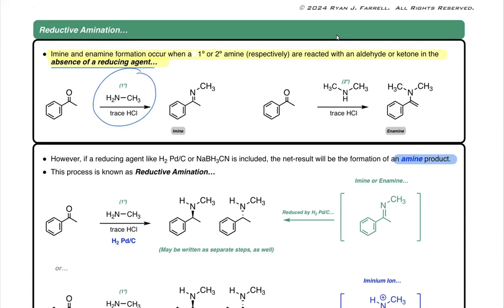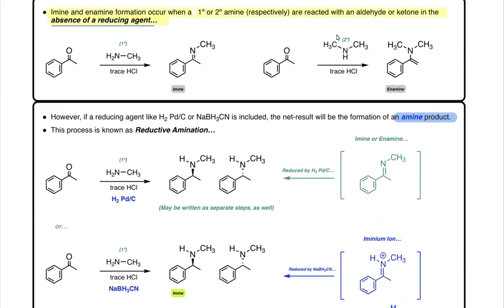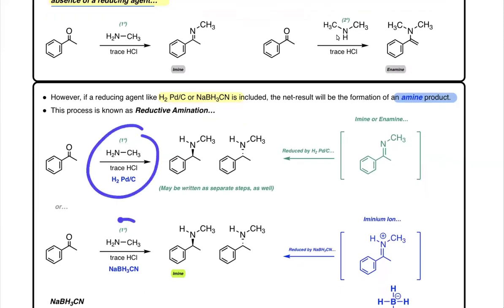If I react with the primary amine, I form an imine. If I react with a secondary amine, I generate an enamine. But let's say that we do introduce a reducing agent like H2/Pd-C or NaBH3CN. Instead of getting an imine or an enamine, the net result is an amine. Let's cross this out down here. We get an amine product. There's going to be a reduction of the imine or enamine, and this process is known as reductive amination.